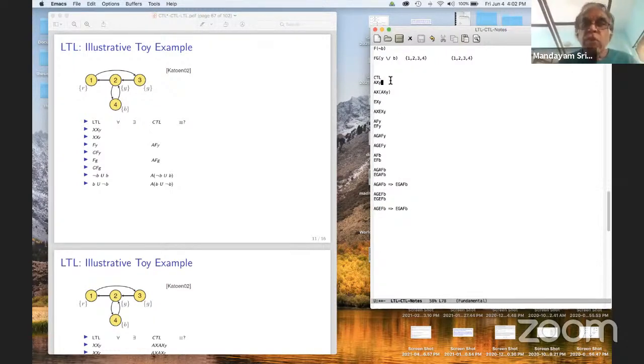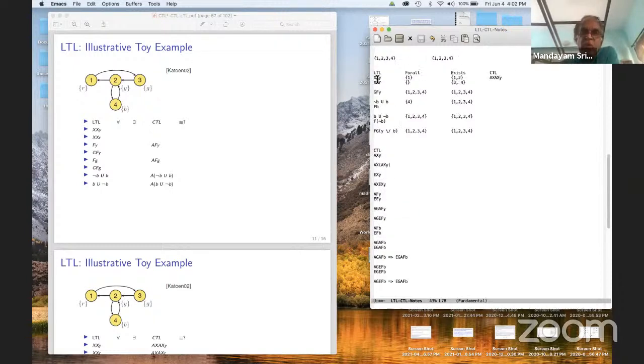So let's start. I want someone to attempt AX of Y. This actually corresponds to this; I'm just throwing in path quantifiers here. So let's start with Paramalai. AX of Y: give me those states that satisfy this.